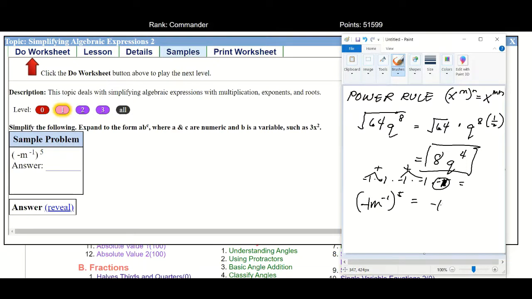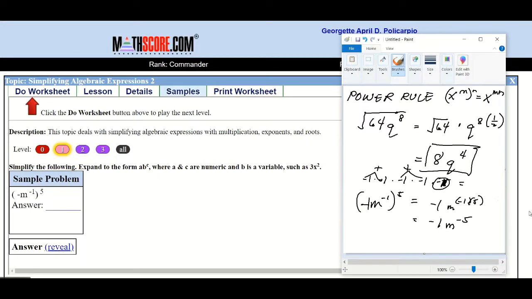Then, m raised to negative 1, multiply mo na lang sa negative 1 at 5. So, negative 1, ita-times mo sa 5. Therefore, it's negative 1 m raised to negative 5. Hindi ko kasi sure kung isusulat natin ng fractional. Sige, i-reveal natin. Kung hindi siya fractional, ang magiging sagot na ay ito.